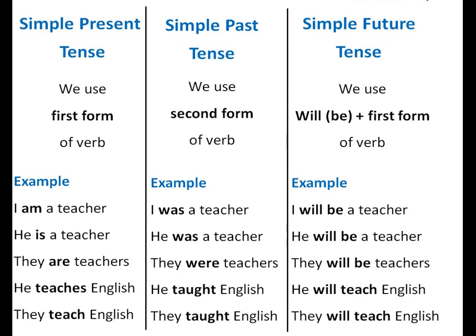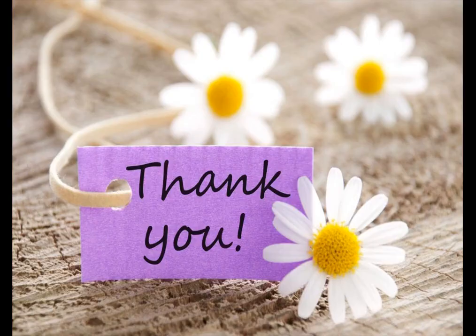And the future tense: I will be a teacher. See, the word "will" is added along with the first form. I will be a teacher, he will be a teacher, they will be teachers. He will teach English and they will teach English. See, the example sentences are the same, but according to the tense the words are added, which we can identify very easily. I hope the topics are clear. Thank you.